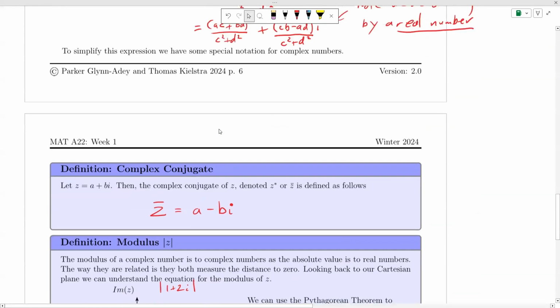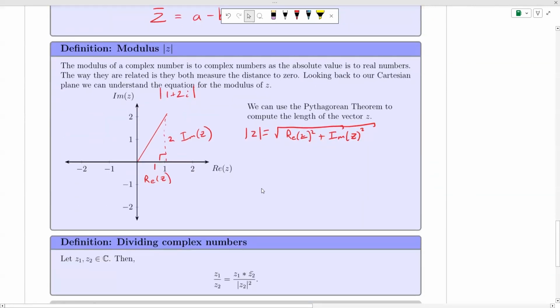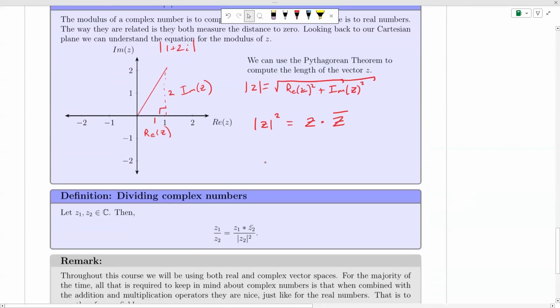And if we look back at what we did previously, we can get a hint. Here, if we look at the number in the denominator, c is the real part and d is the imaginary part, and it's the real part squared plus the imaginary part squared. So what did I multiply here? Well, I multiplied the number by its complex conjugate. It turns out that the modulus of z squared is equal to z times the complex conjugate of z, which means that we can simplify our definition of division really nicely. We get that Z1 divided by Z2 is Z1 times the complex conjugate of Z2, all divided by the modulus of Z2 squared.